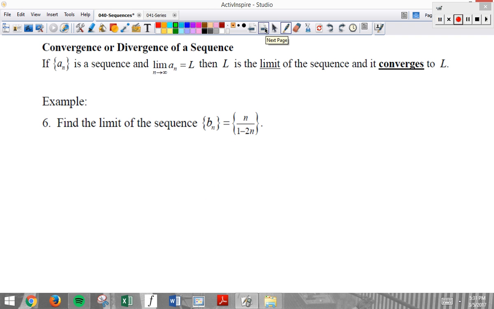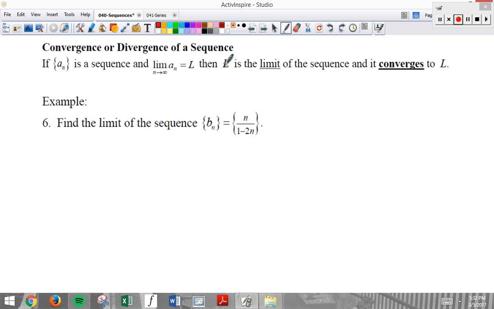Not so bad. We say a sequence converges or diverges. Let's go over convergence. If we have a sequence, and that sequence has a limit, then L is the limit of the sequence. Duh. And that sequence converges. We're saying the sequence converges if it has a limit. The sequence converges just if it has a nice limit.